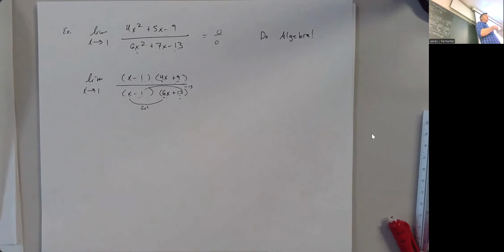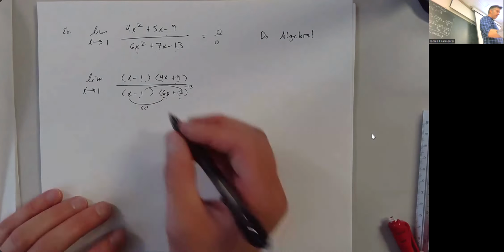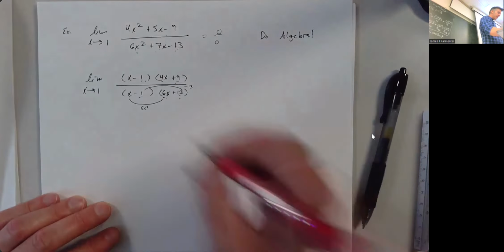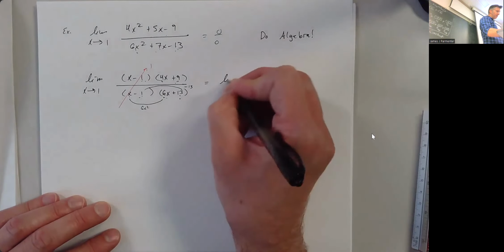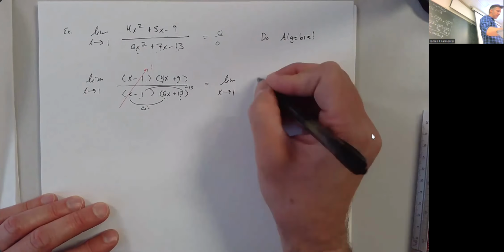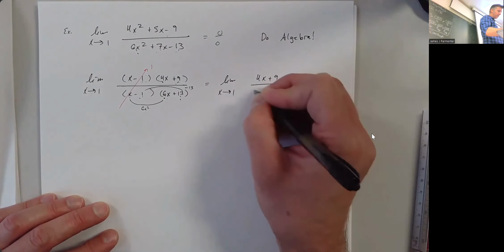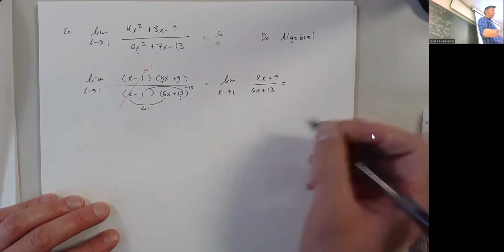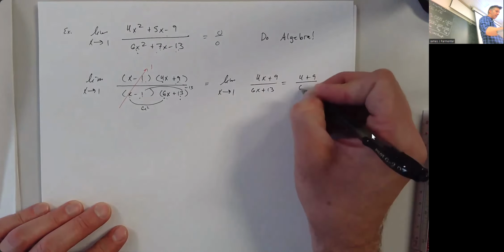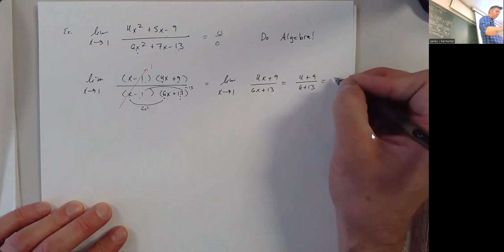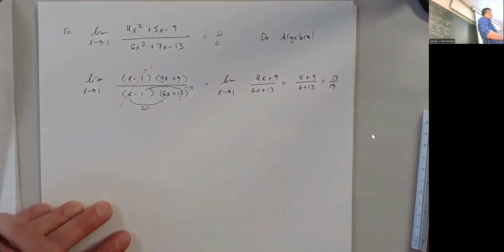If you know that you plugged in something and it made it 0, you know that x minus that number is a factor, and then the other factor is usually not too terrible to find. So then x minus 1 divided by x minus 1 is 1. So we're left with the limit as x approaches 1 of 4x plus 9 over 6x plus 13. And then we just sub in a 1. So we get 4 plus 9 over 6 plus 13, which is 13 over 19. And that is the limit.